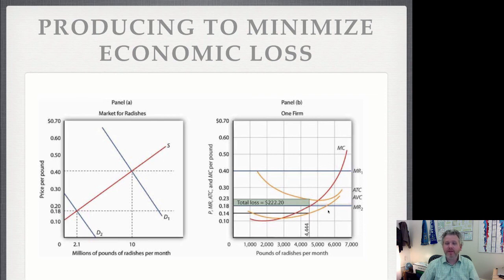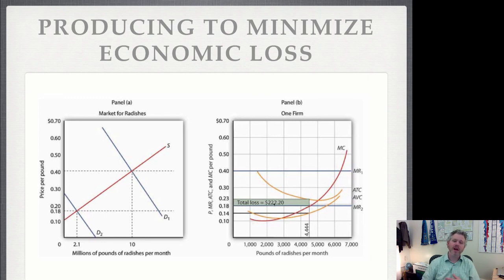All right. So if the firm were to produce, they still want to produce where marginal cost equals marginal revenue. So where is that? Well, here's the marginal cost curve. Here's the marginal revenue curve. So that intersection is here at 4,444. If they produce there, notice they're going to lose 18 cents. They're going to lose per item this difference between 18 and 23. So they're going to lose 5 cents, a nickel per unit, times the 4,444, and that's their total loss.